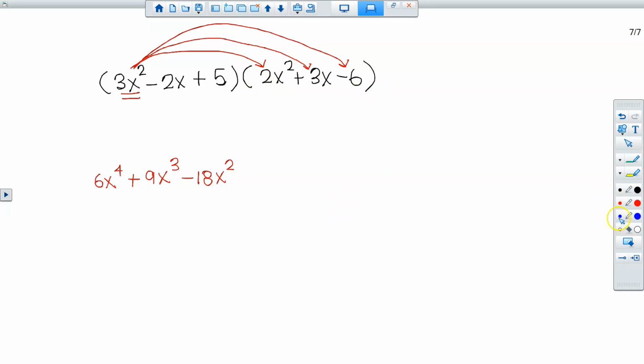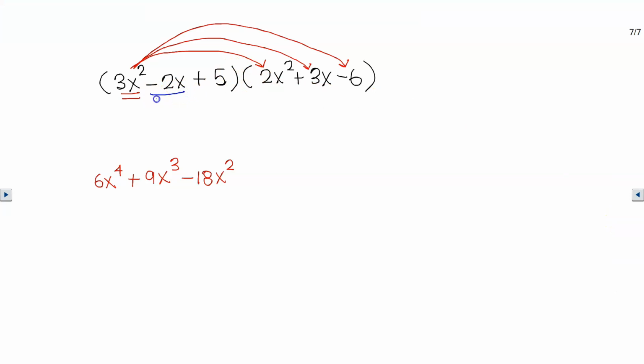So now I'll move to the second term and repeat that process. So I will come over here to negative 2x, and I'll multiply it by all 3 of these terms. Distribute again. So first, negative 2x times 2x squared. Product rule tells me that will be a negative 4x to the 3rd. Then negative 2x times positive 3x.